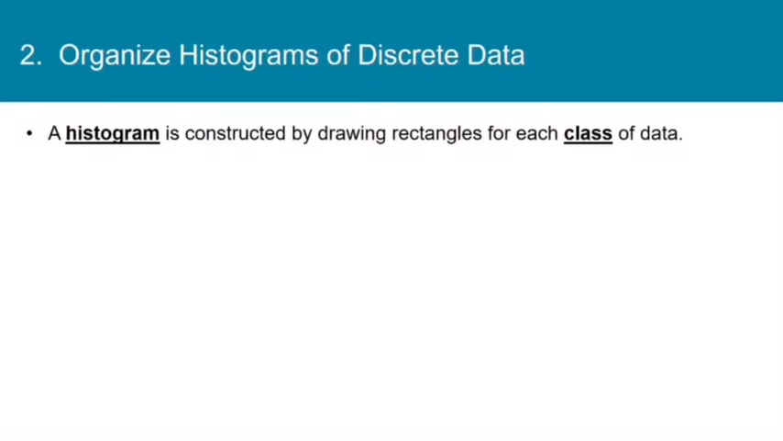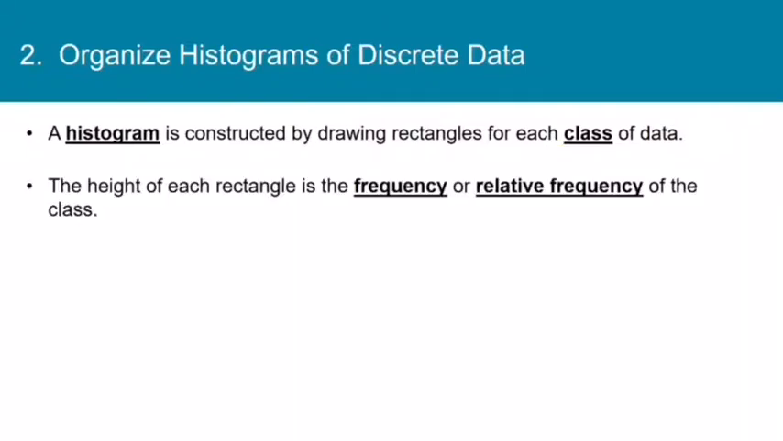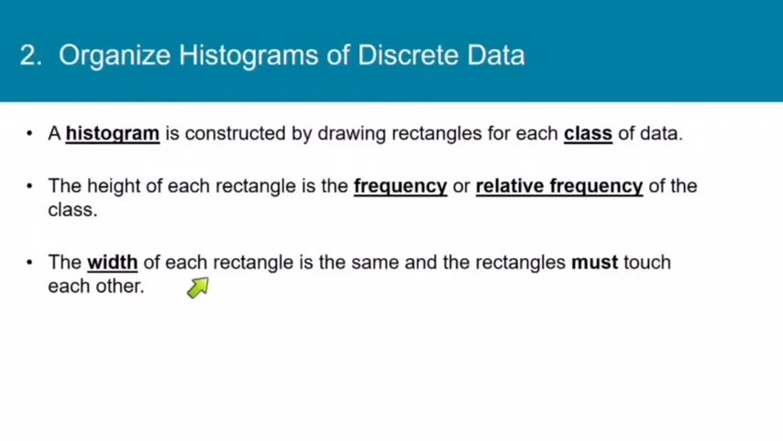Okay, now where we're headed is we want to be able to construct a histogram. A histogram is constructed by drawing rectangles for each class of data. It's very similar in concept to a bar graph. The height of each rectangle is the frequency or the relative frequency of the class. The width of each rectangle should be the same for each class, and the rectangles must touch. So here is the biggest difference in looks between a bar graph and a histogram: the rectangles on a bar graph were not allowed to touch, but the rectangles on a histogram must touch each other.